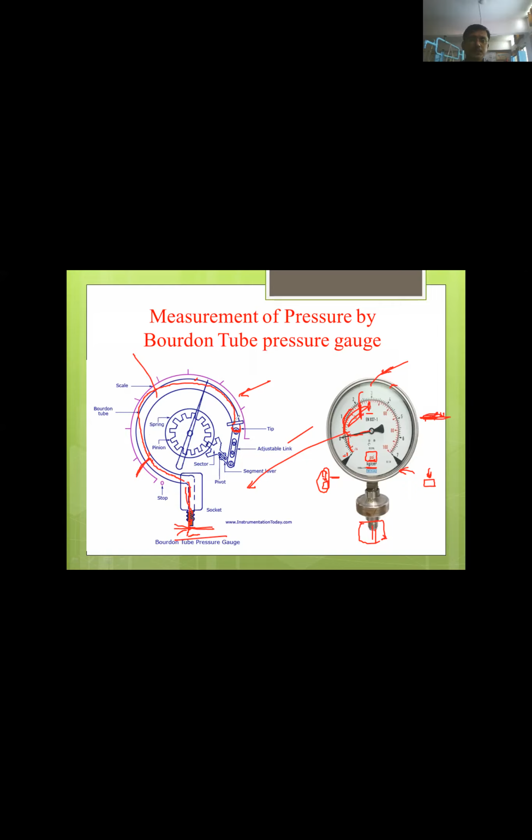When we fill air in this, at that time what happens is, because of the rise in pressure inside the tube, this tube, which is flexible in nature, tries to become straight. Okay, it tries to become straight, but it cannot become straight because it is restricted here by the outer casing.